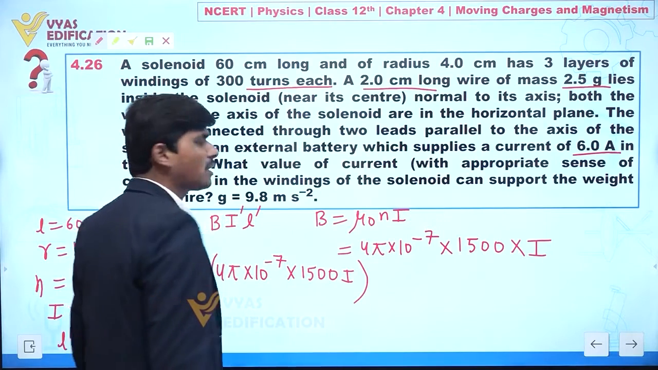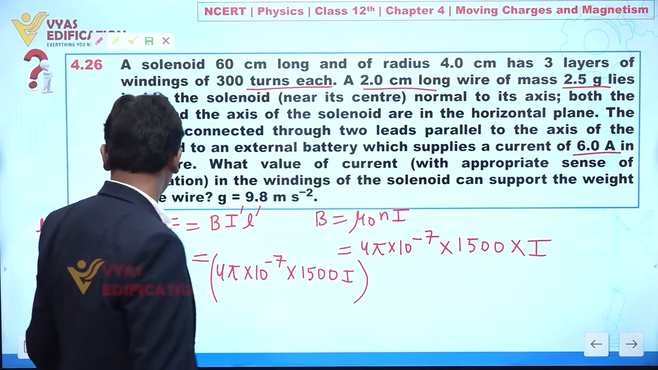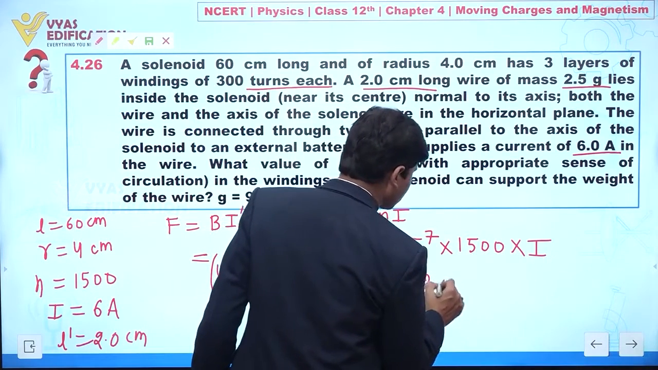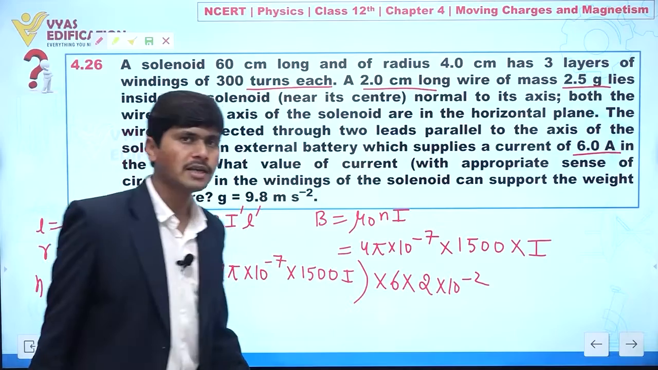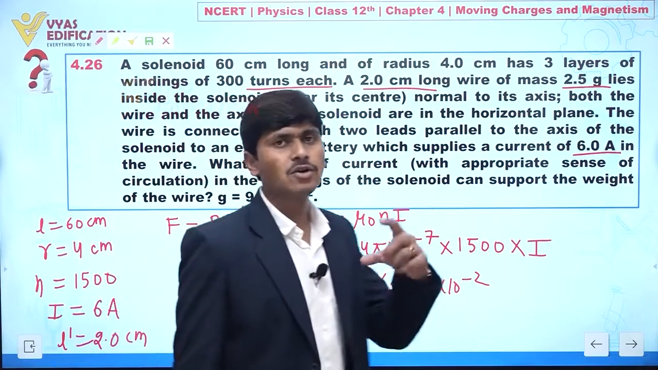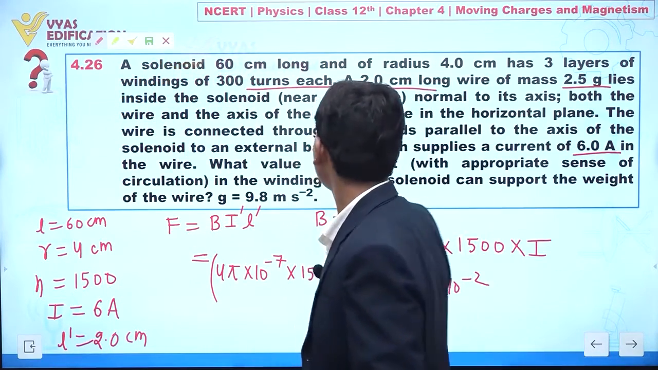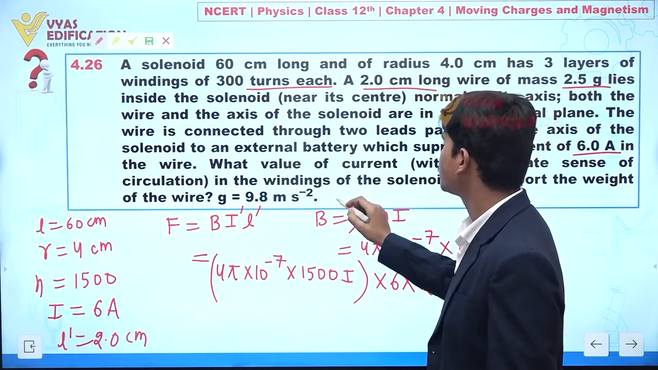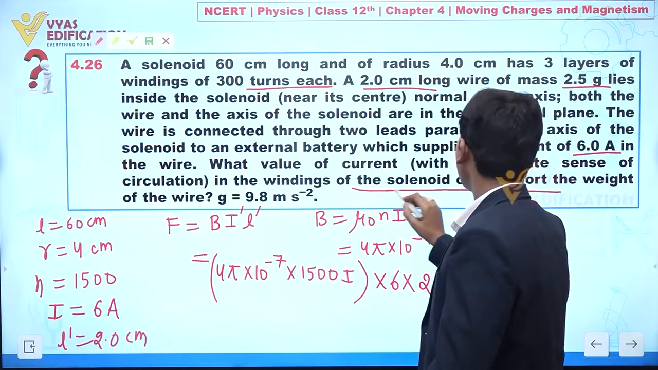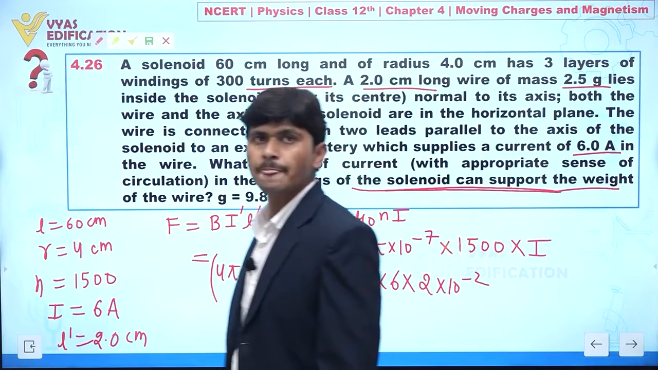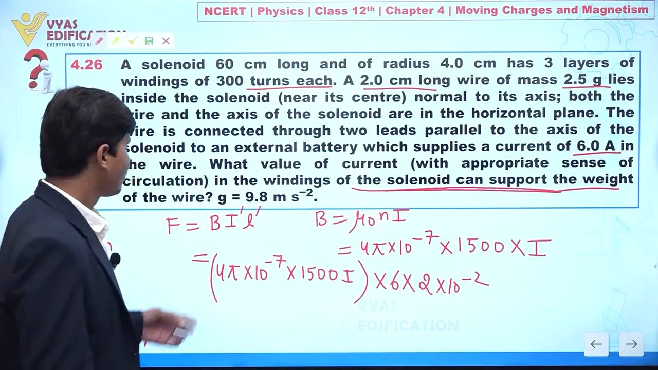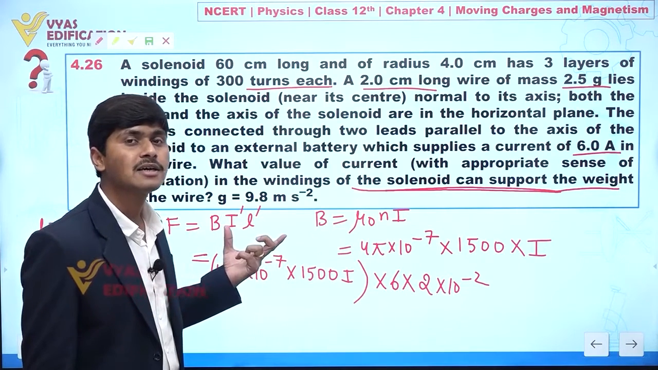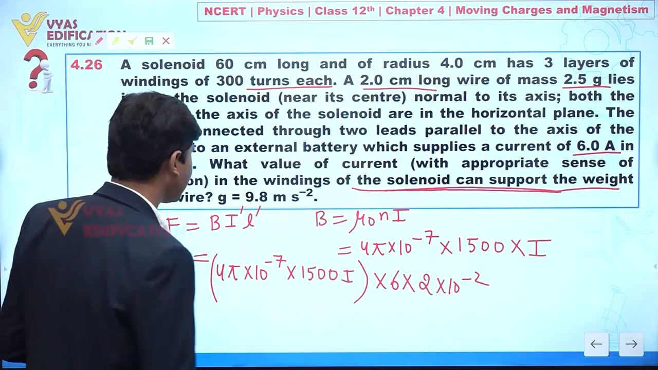Now it is multiplied with, what is the current actually carrying? This is 6 ampere, and L dash is given as 2 centimeters, so 2 into 10 to the power minus 2. Now this is the force that is acting on that conducting wire, and it is given in this question that the winding of the solenoid can support the weight of the wire. It means this force can support mg. Yes or no?